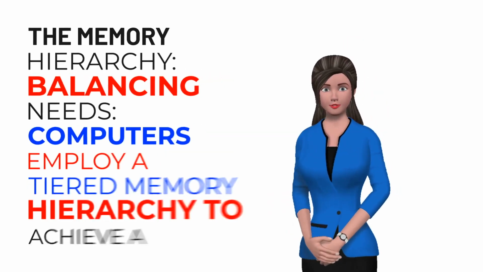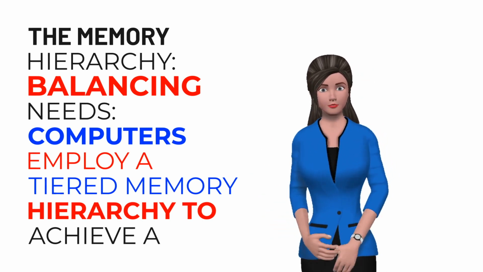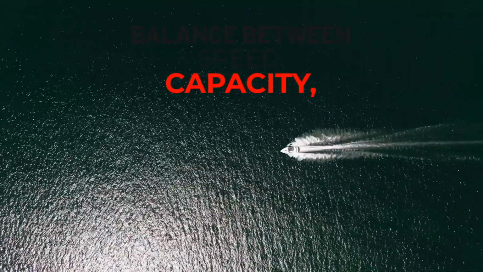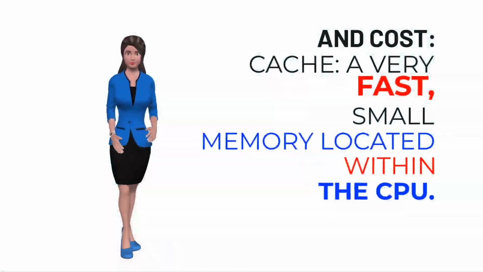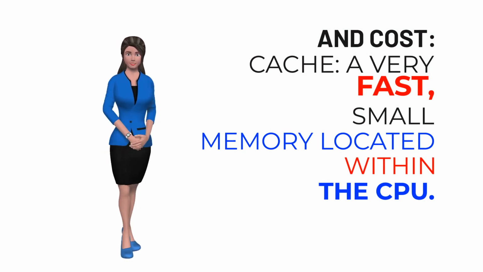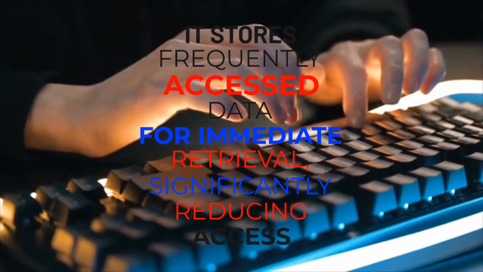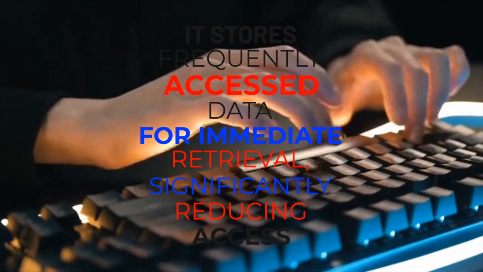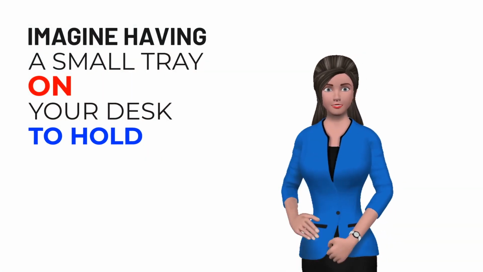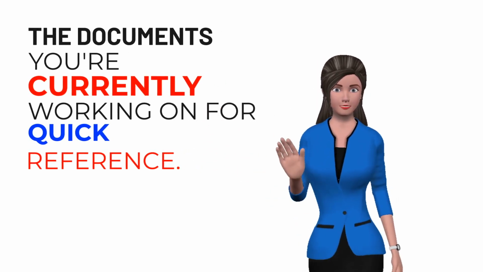The memory hierarchy. Balancing needs. Computers employ a tiered memory hierarchy to achieve a balance between speed, capacity, and cost. Cache, a very fast, small memory located within the CPU. It stores frequently accessed data for immediate retrieval, significantly reducing access time. Imagine having a small tray on your desk to hold the documents you're currently working on for quick reference.